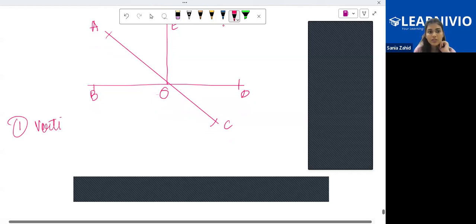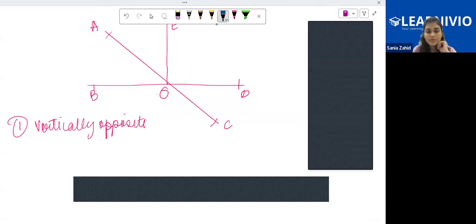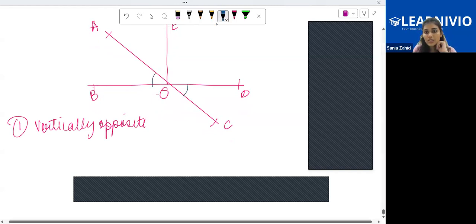Which are vertically opposite angles? A and C. Can you tell me which are vertically opposite angles? A and C. Okay, so first is this angle and this angle. So what will I name this angle? Angle AOB.